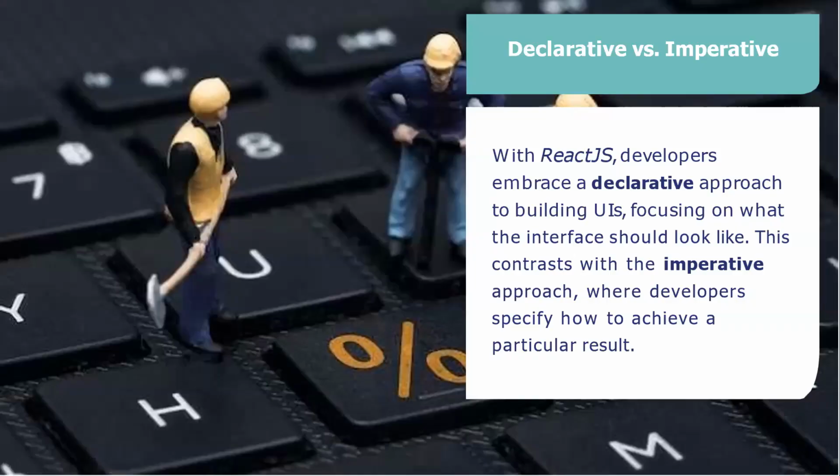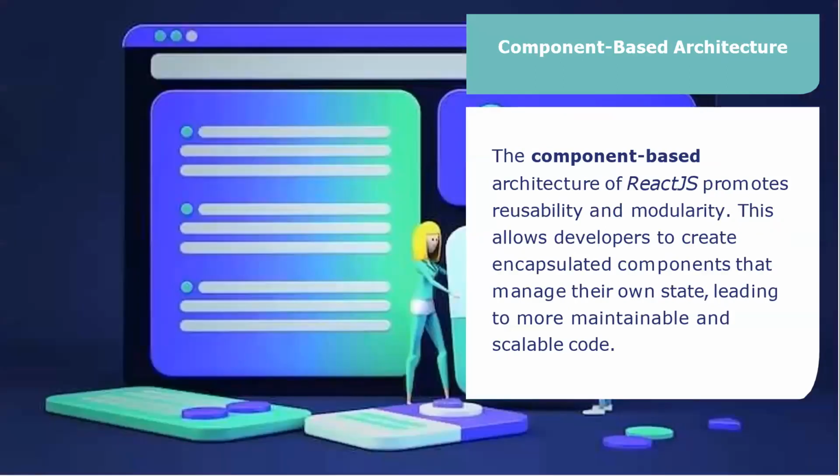Now let's see declarative versus imperative. What is meant by declarative? What is meant by imperative? With React.js, developers embrace a declarative approach to building UIs, focusing on what the interface should look like. This contrasts with the imperative approach, where developers specify how to achieve a particular result. This is the basic meaning of declarative versus imperative.